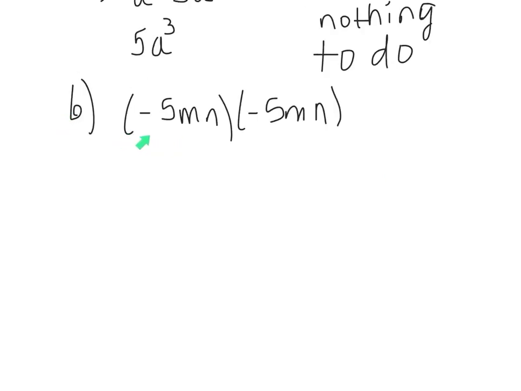Next problem, negative 5mn times itself, negative 5mn. That means we are squaring something because we're multiplying it by itself. So negative 5 times negative 5 will be 25. m times m is m to the 2nd power. n times n is n to the second power.